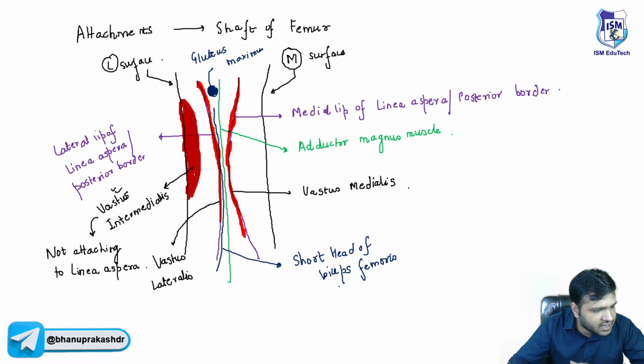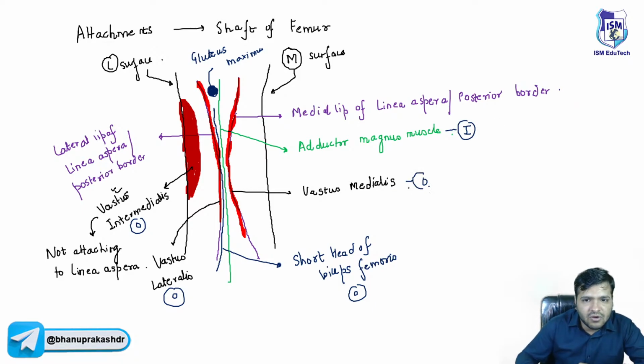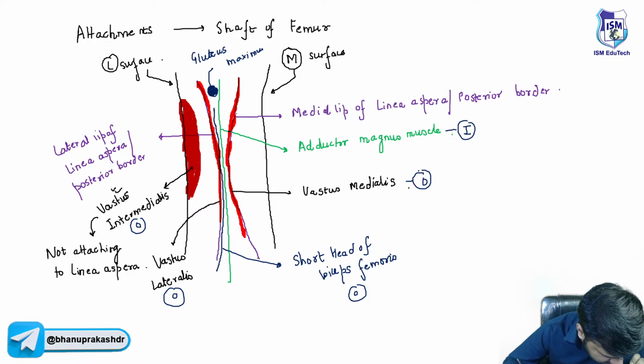Remember, it is originating from here. Now all the muscles, even the vastus lateralis, vastus intermedialis, short head, O means origin. The adductor magnus is an insertion, beta. Vastus medialis is again an origin. So I hope till now it is clear.